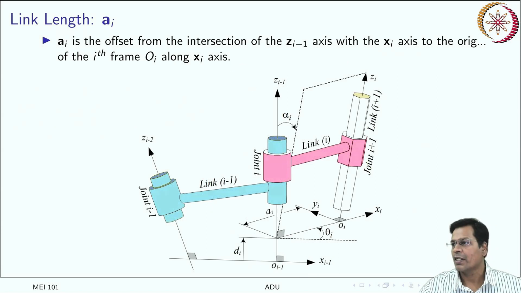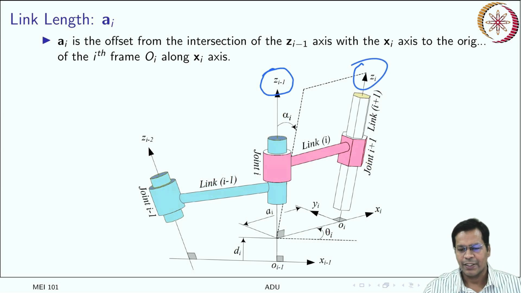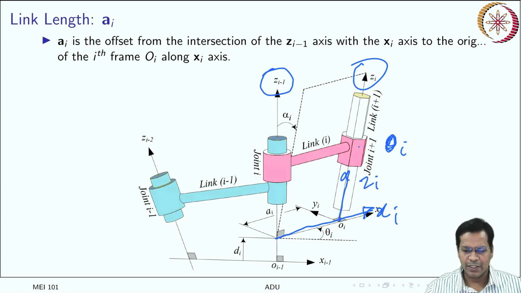Fourth one is the link length. So it is actually the distance between zi minus 1 and zi. Zi is fitted at the end of this link i. Okay, it is part of the frame Oi. So zi is there and xi is there. So xi is also part of the frame. So xi is here, zi is here.